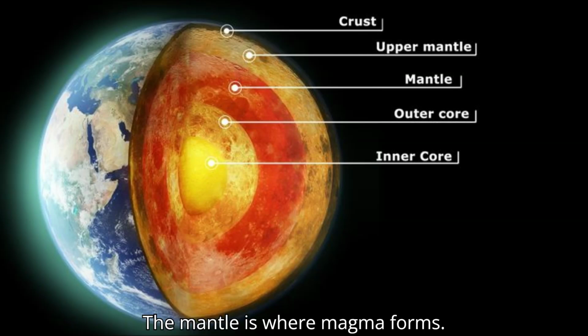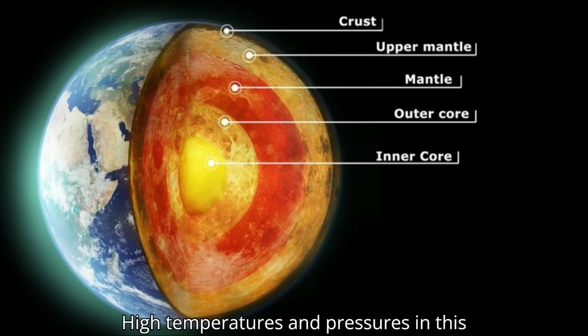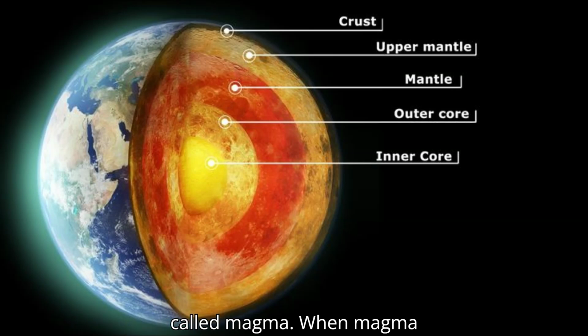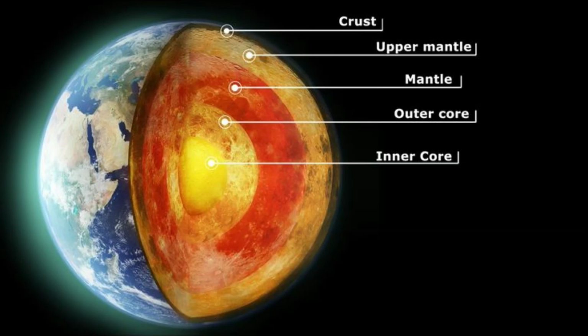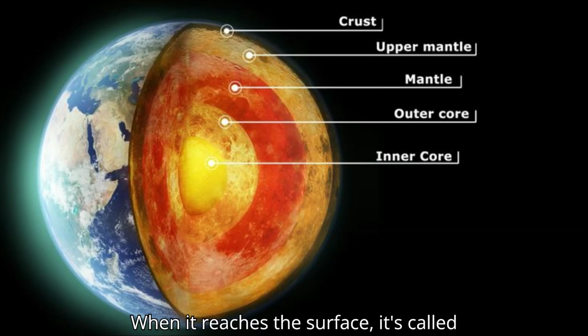The mantle is where magma forms. High temperatures and pressures in this layer melt rocks into molten material called magma. When magma builds up in chambers beneath the crust, it finds weak points or cracks to escape. When it reaches the surface, it's called lava.